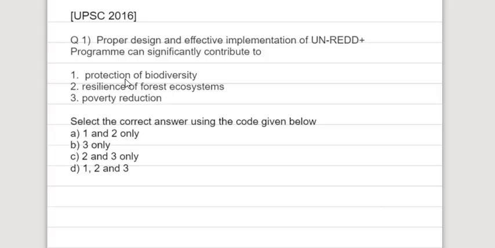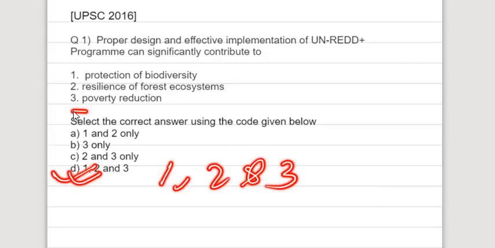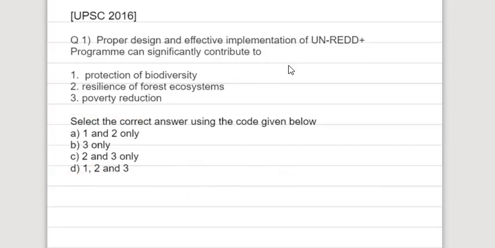Protection of biodiversity, of course, is the main aim. Resilience of the forest ecosystem is also important. How about poverty reduction, will it be the answer or not? Of course it will be correct. So the answer will be D, that is 1, 2 and 3. How poverty reduction? If you develop sustainable forest, that will also reduce poverty and increase employment generation in different areas related to the forest. So it will also help in poverty reduction. I hope it is clear. The answer is D here.